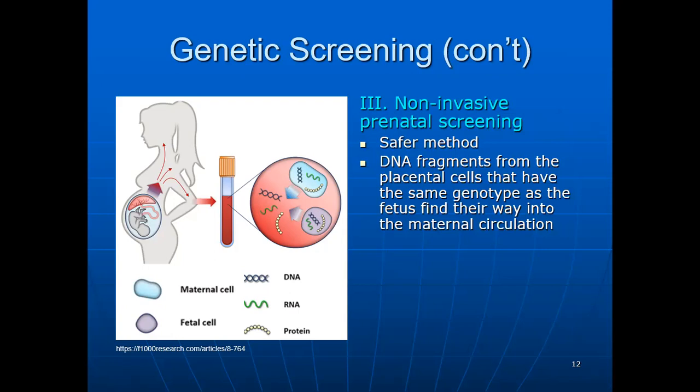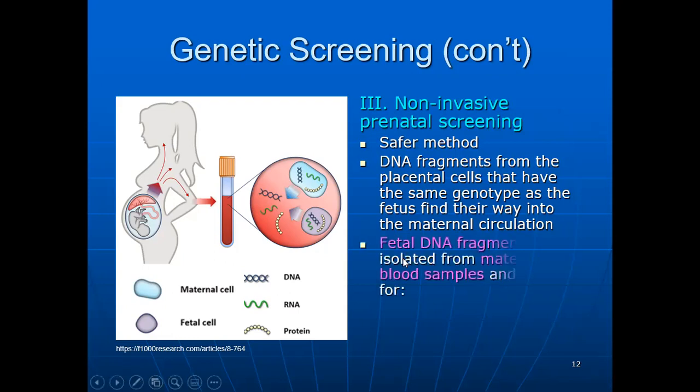So do you know just now I said the placenta grows from the embryo? So the cells in the placenta are similar to the cells in the fetus, isn't it? Similar, okay? They come from the same source. They come from the zygote, right? So they're genetically identical. So they take the DNA from the cells from the placenta that have gone into the maternal blood. So fetal DNA fragments are isolated from the maternal blood sample and tested for.